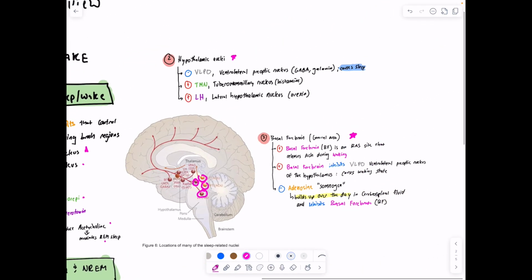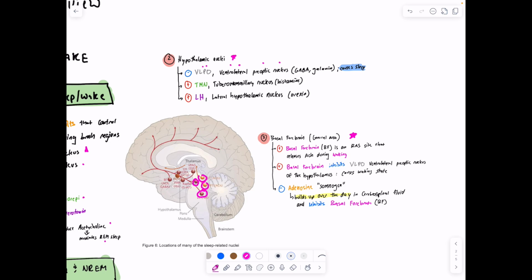All right, then we're moving up. Now we have the hypothalamic nuclei in the hypothalamus, and we have the VLPO, ventrolateral preoptic nucleus. And you're like, how can I ever remember this? I don't think you necessarily have to remember every single thing here. It's just that we want the pro-sleep and then we want the non-pro-sleep, okay? So you're good. All right, we're all good here.